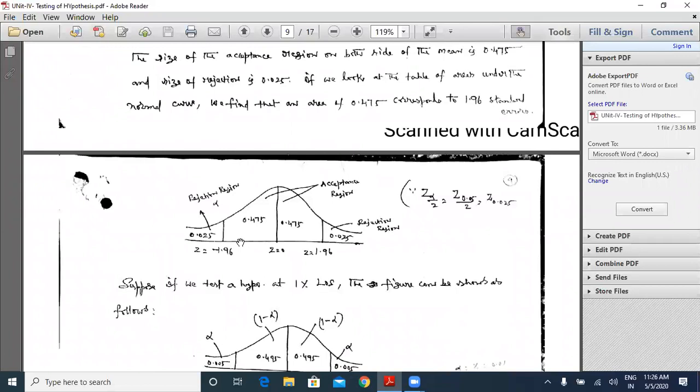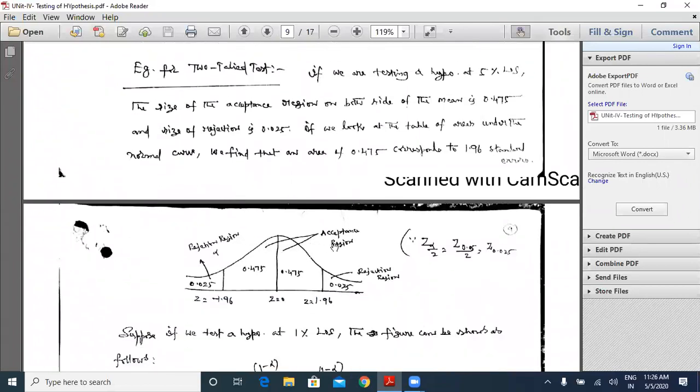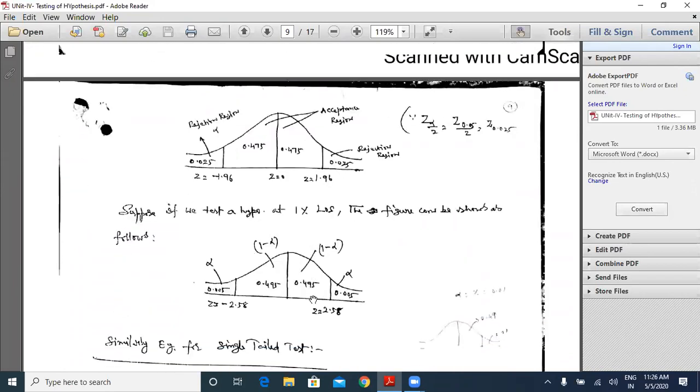So from this, in case of a two-tailed test, when alpha is 5%, Z alpha by 2 is 1.96, and when alpha is 1%, Z alpha by 2 is 2.58. This you have to remember. This is the way of getting a table value, the Z alpha value, the Z alpha by 2 value.